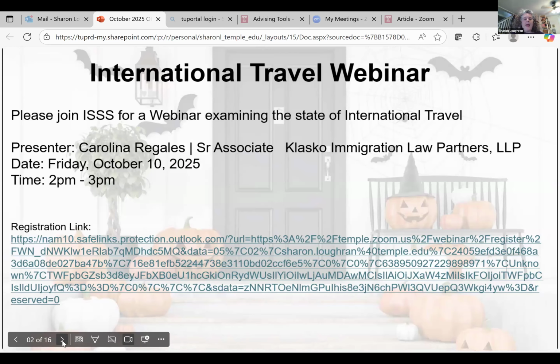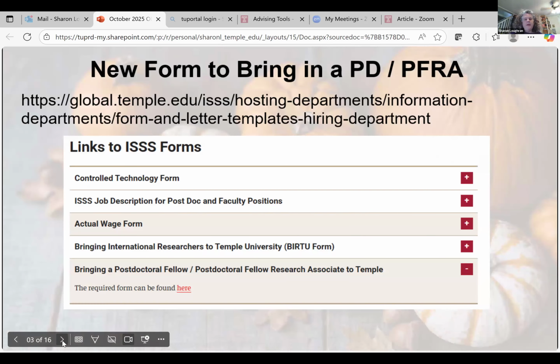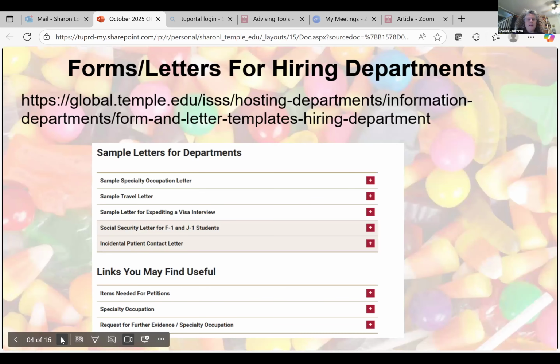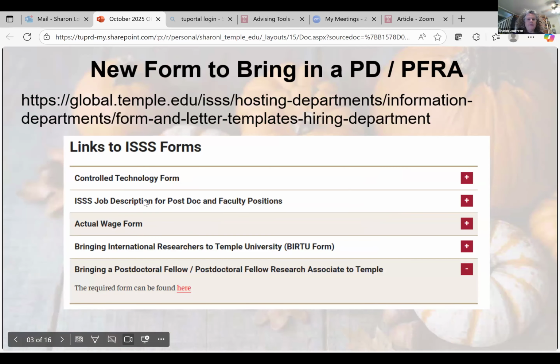Next, we added a new form to our website, and there's the link. If you want to bring in a postdoc or a postdoctoral research fellow, we want you to fill out this form. This way, we stop a lot of the going back and forth and finding out things accidentally, and we just know, and we can answer you a little more specifically. In addition, while we're there, you can get the controlled tech form, the template for a job description, the actual wage form. It's all there.